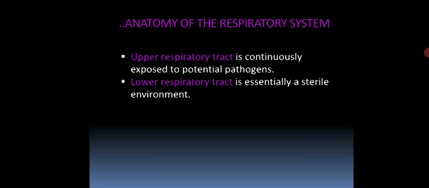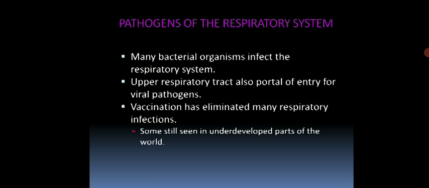So in case of upper respiratory tract, it is continuously exposed to potential pathogens, and lower respiratory tract is essentially a sterile environment. Okay, this is the main thing. So many bacterial organisms infect the respiratory system. The upper respiratory tract is also a portal of entry for viral pathogens, and vaccination has eliminated many respiratory infections. Some are still seen in underdeveloped parts of the world.